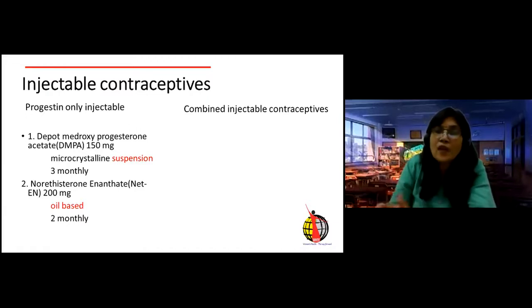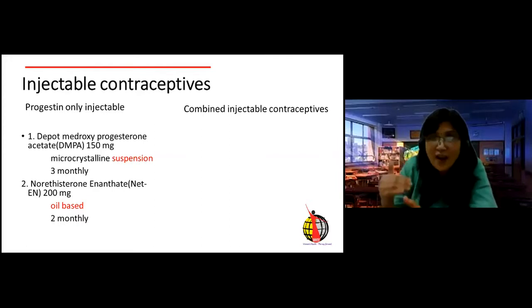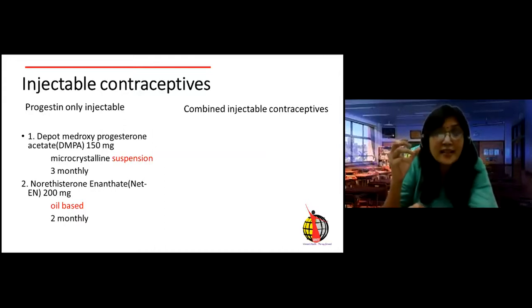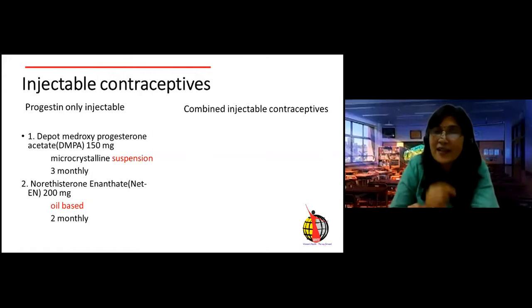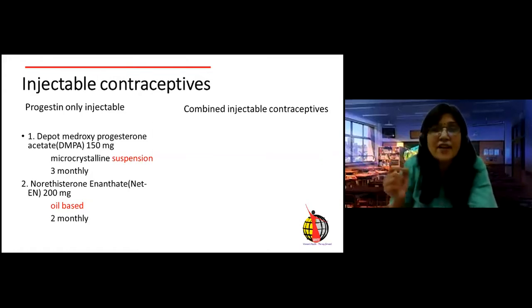Okay, now DMPA, now remember the differences between the two. DMPA, how much? 150 milligram. Net-N, how much? 200 milligram. Now DMPA is a suspension. So remember these things, because when you want to inject it, it is injected differently because it's a suspension. And this one is oil based. DMPA has to be repeated every 3 monthly, whereas Net-N has to be repeated every 2 monthly.